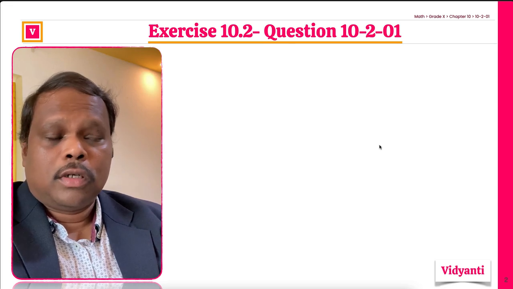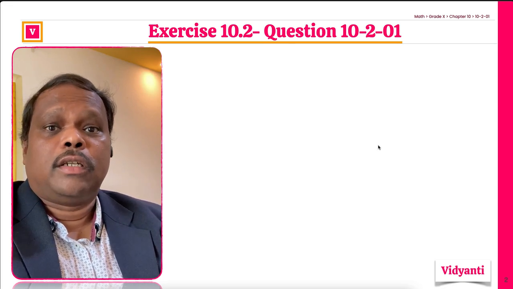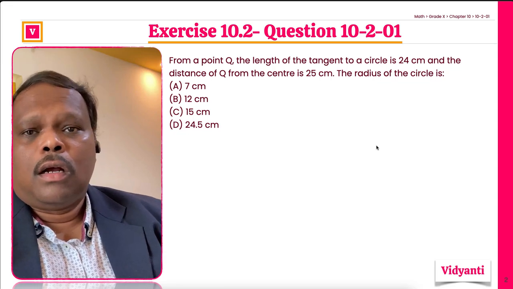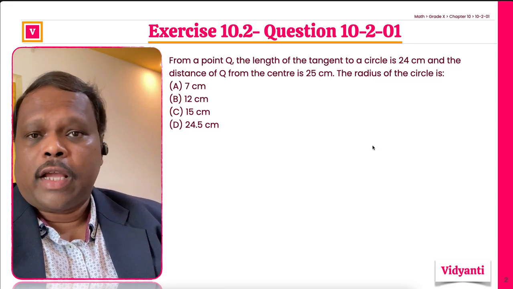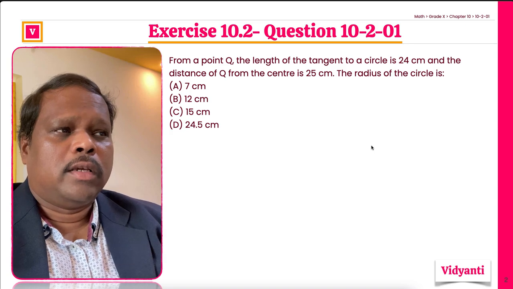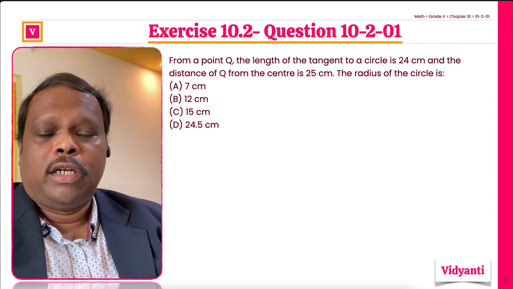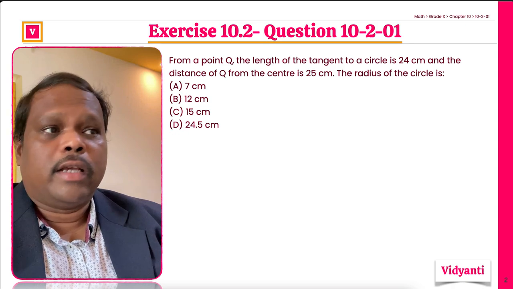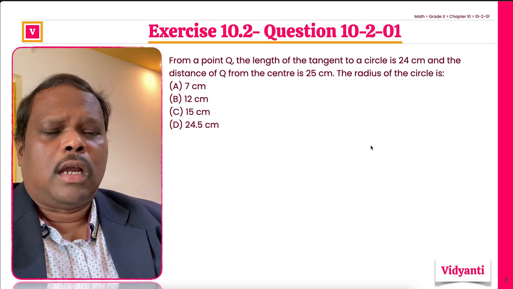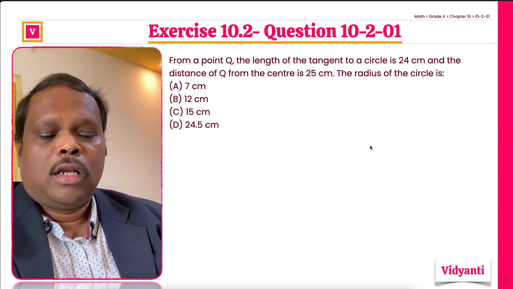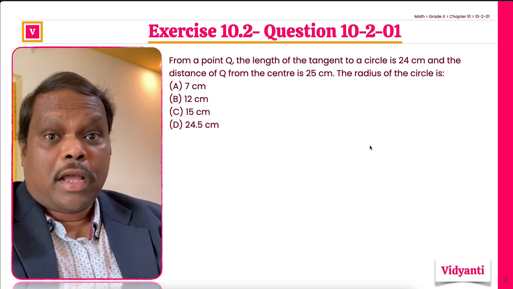Exercise 10-2, and let's see the first question, question 10-1. From a point Q, the length of the tangent to a circle has been given as 24 centimeters, and the distance of that same point to the center of that circle has been given as 25 centimeters. And we have been asked what the radius is. So let us see a quick diagram.